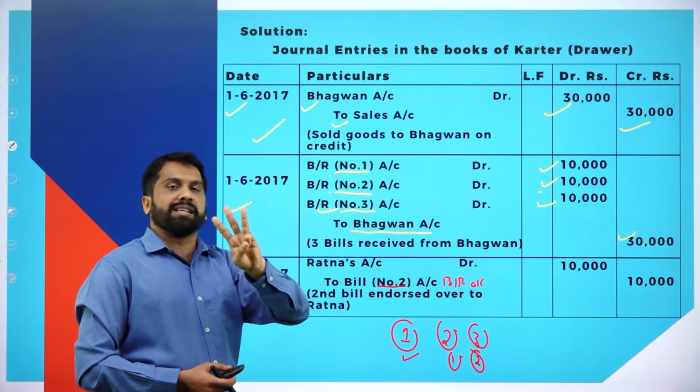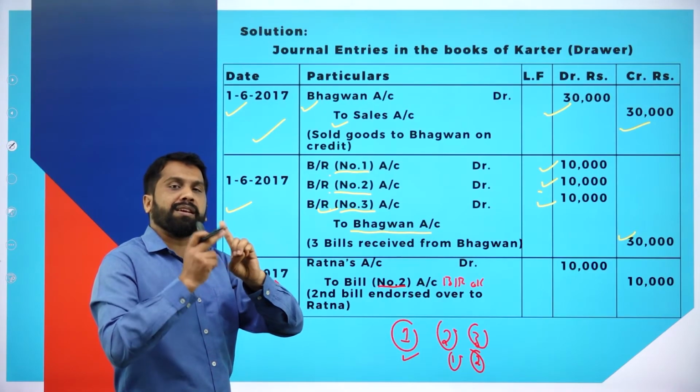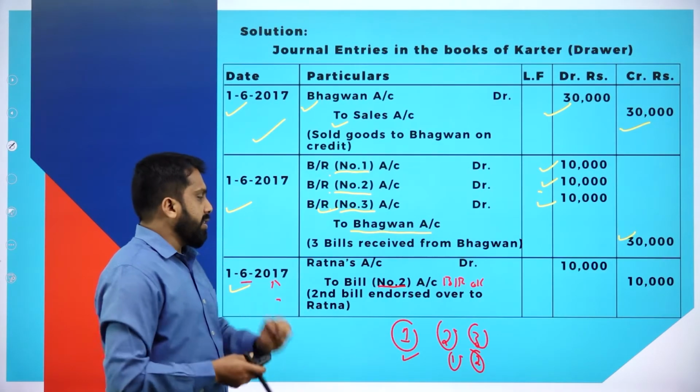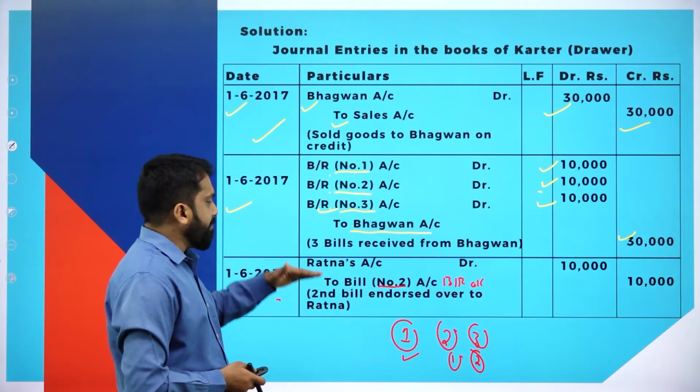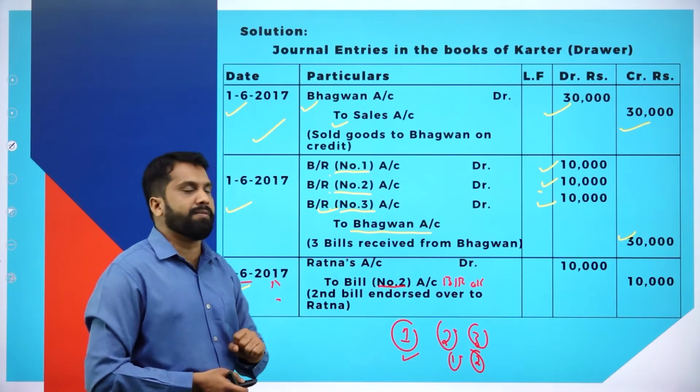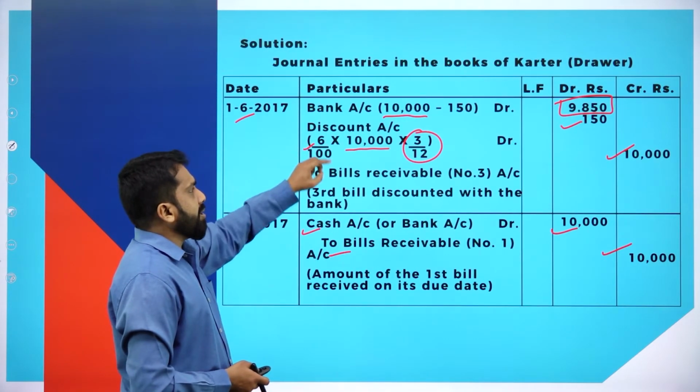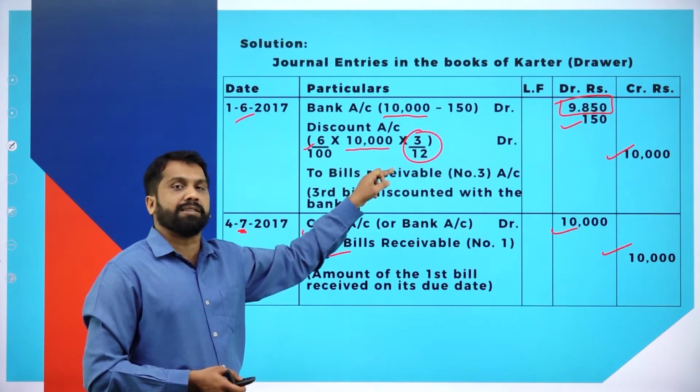Now, 3 bills are there. First we will complete the second and third one. Later we will come to the first. The second one you have transferred to Ratna. Ratna to bills receivable. Over. The third one you have discounted. We have done the calculation for the discount.